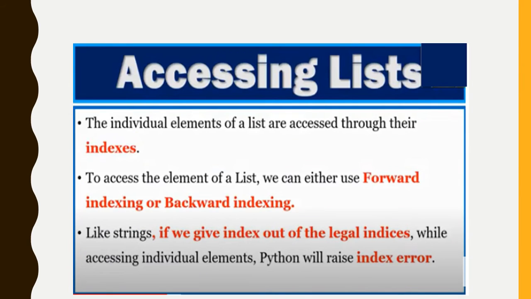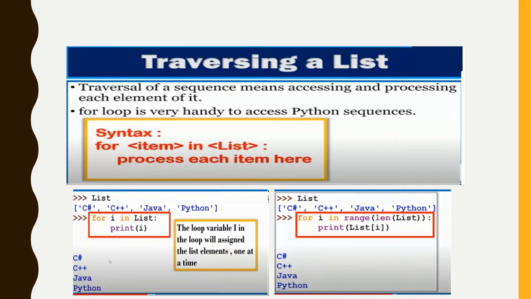Now, accessing lists. The individual elements of a list are accessed through their indices. To access an element of a list, we can use either forward indexing or backward indexing. Like strings, if you give an index outside the legal indices while accessing individual elements, Python will raise an index error.